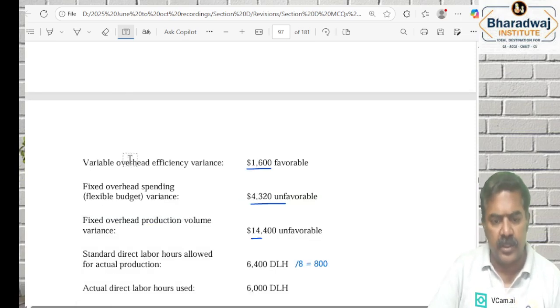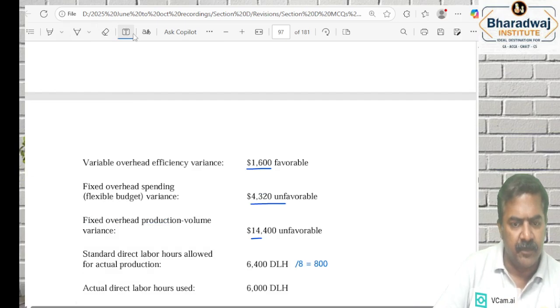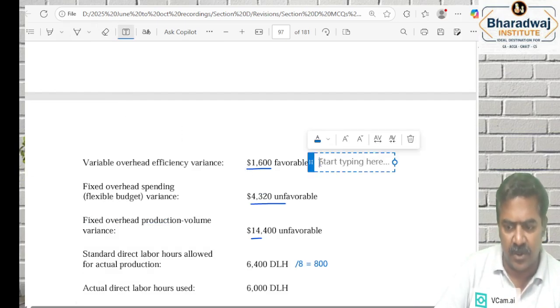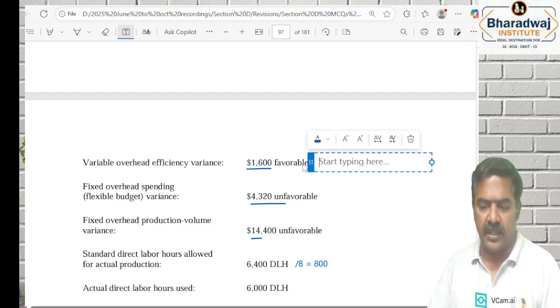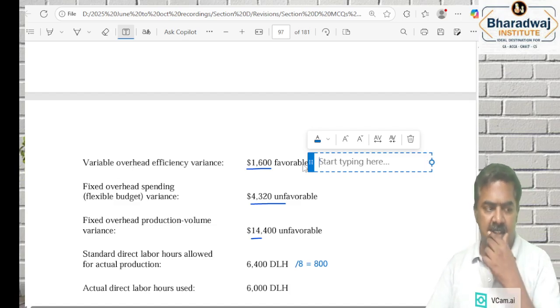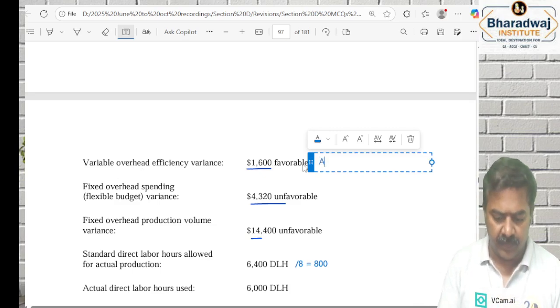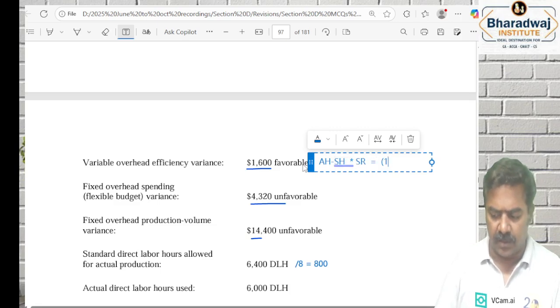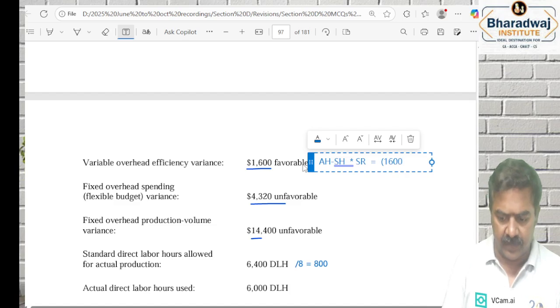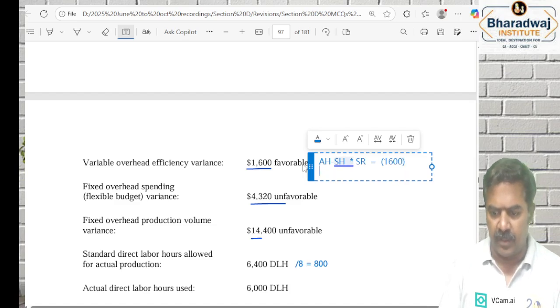So we have to go with what is available now. Of course, it is related to Section C, we will work out. Variable overhead efficiency variance: how to work out? Actual hours minus standard hours into standard rate will give us 1,600.